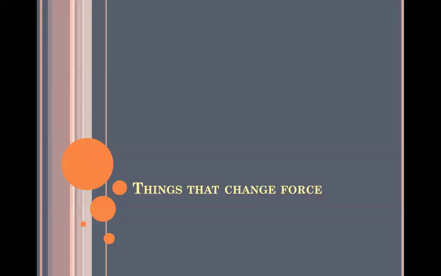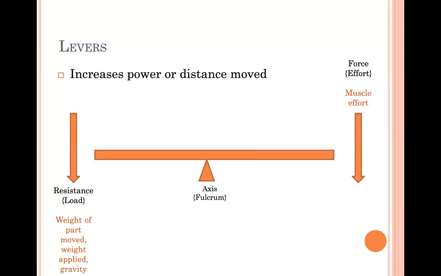So now we're going to talk about things that change force. So we're going to look at levers, so an increased power or distance moved. So we're going to look at these different things. So we have resistance, also known as load. We have our axis, also known as our fulcrum. And we have our force, also known as effort, which is also correlated to the muscle effort.